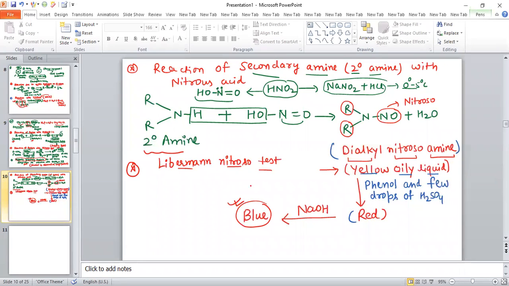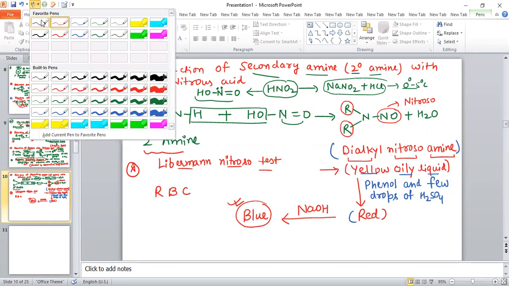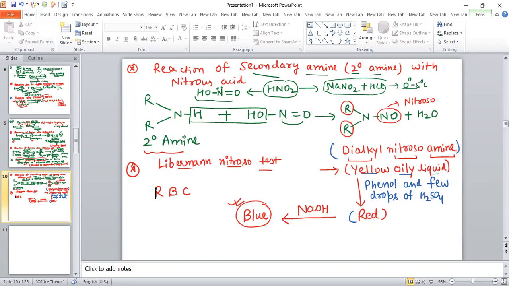This NO is basically nitroso. And I also told you the trick of this test. The trick for this test is basically RBC. How can you see RBC? This is for 1-degree, this is for 2-degree, and this is for 3-degree. So 1-degree gives red color, 2-degree gives blue color, and 3-degree is colorless. This is the trick related to RBC, Liebermann nitroso test.